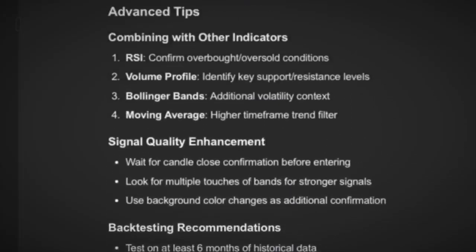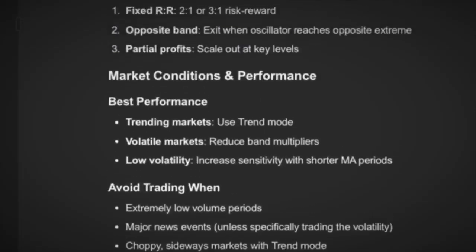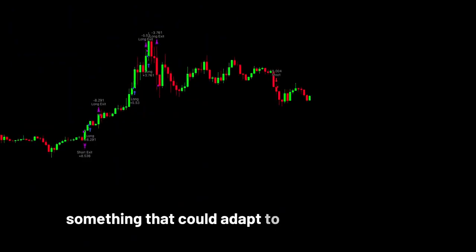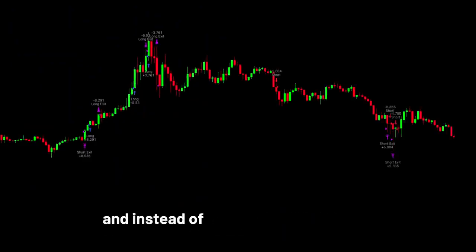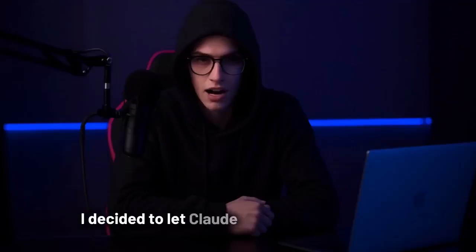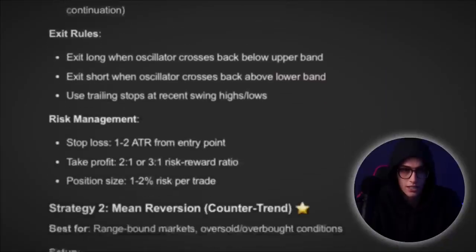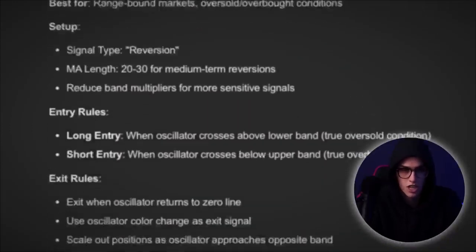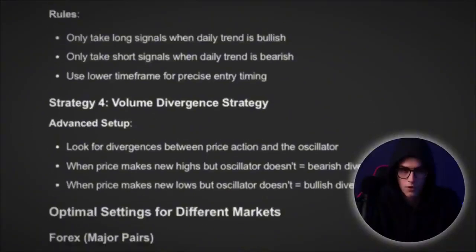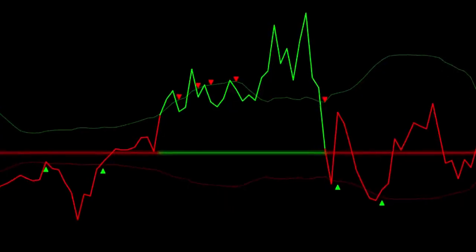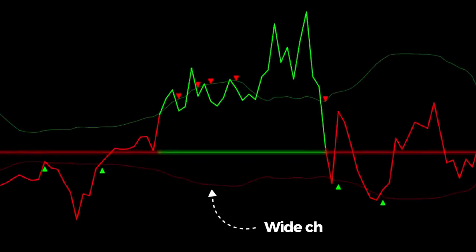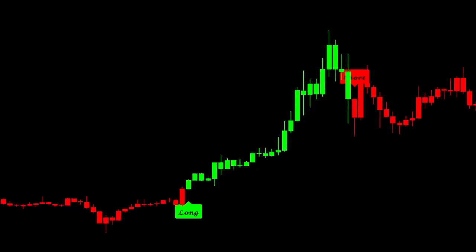Once I had the indicator, I didn't just want to follow its signals blindly. I wanted a real trading strategy, something structured, something that could adapt to different markets and conditions. And instead of building it from scratch, I decided to let Claude AI do the heavy lifting. And what it suggested honestly blew me away. Claude explained that this is a volume-based oscillator. It measures how far price is deviating from its volume-weighted moving average and adds dynamic bands that expand and contract with volatility. In other words, it doesn't just track price. It tracks the strength behind the price, using volume. That already made it more interesting than most indicators I've seen.